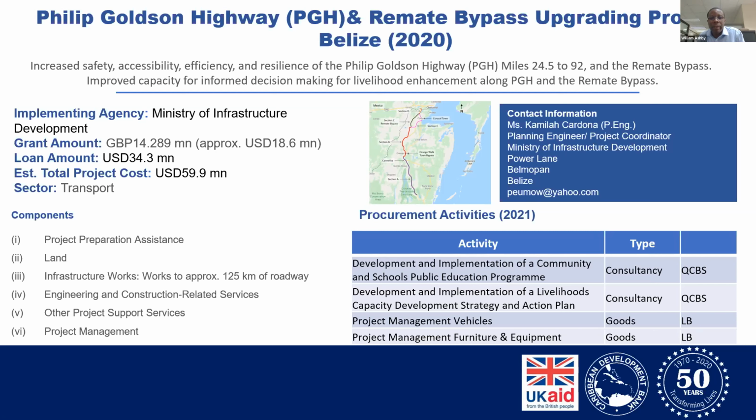There's also a consulting services opportunity for the development and implementation of a livelihoods capacity development strategy and action plan, because that road traverses a number of vulnerable communities. There is concern about trafficking in persons, as well as looking at opportunities to build more sustainable incomes for residents in some of these communities. So that TA will help with that.